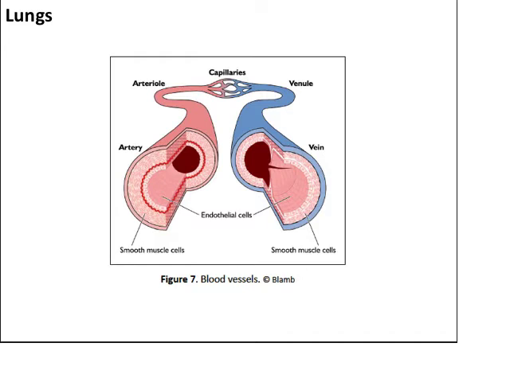You can see this in Figure 7, shown here. After exchange occurs in the lungs, the carbon dioxide may then be expired out of the body and into the air. And so this cycle continues to repeat.